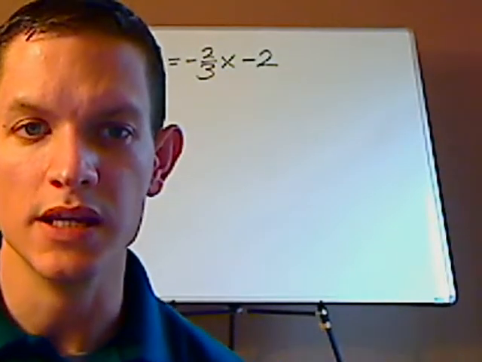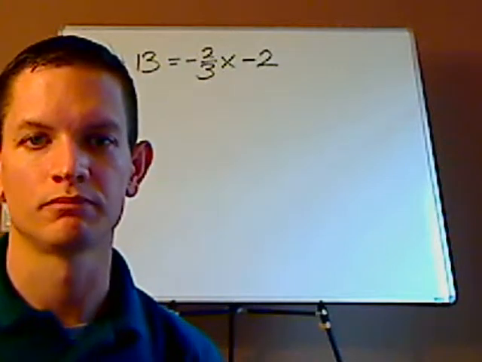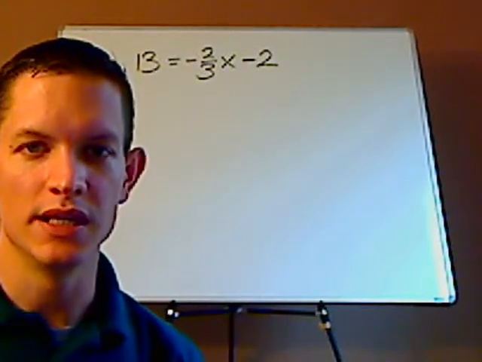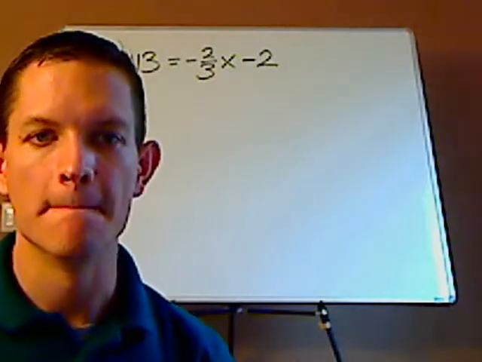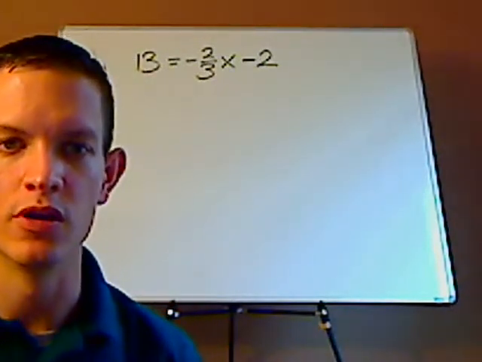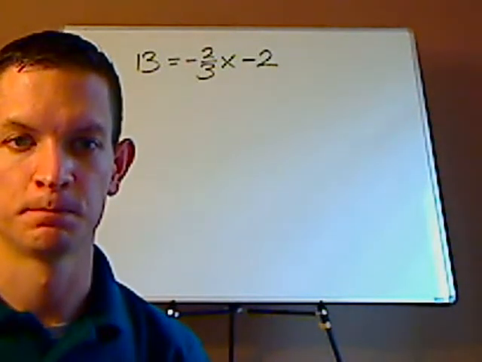Hi, I'm JD, and this is a two-step linear equation problem. It's 13 equals negative 2 over 3 times x minus 2. So if you would, pause the video and see if you can try this one on your own.